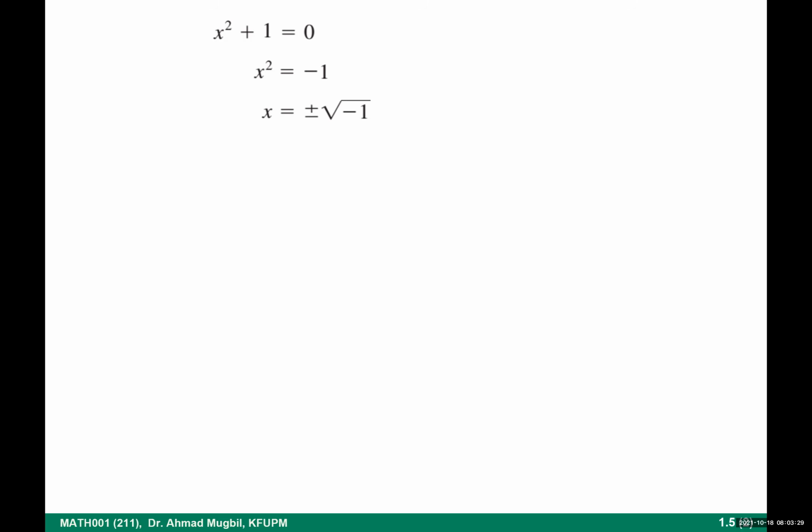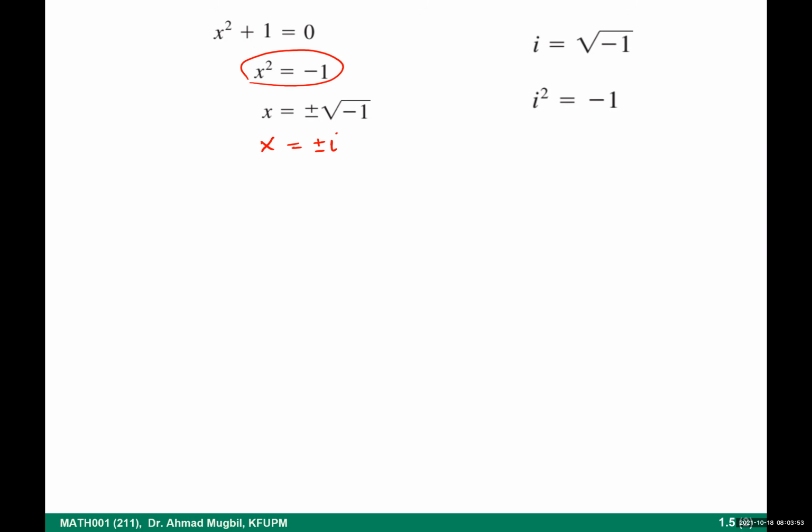It is not a real number. So they denote it by i. Let's call this i. And of course, it means that i squared is -1. So here, x will be positive or negative i. And if you square both sides, you will get this: i squared is -1.